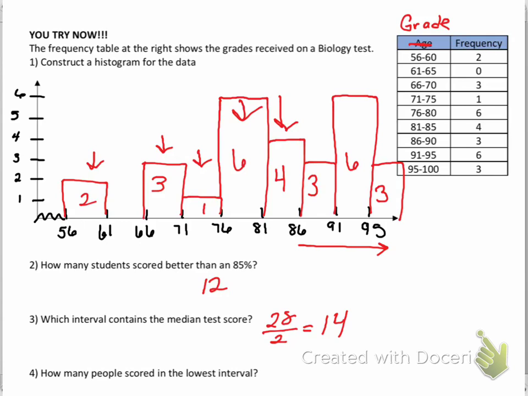So I'd say the median test score was between 81 and 86. And then how many people scored in the lowest interval? That would be 2.